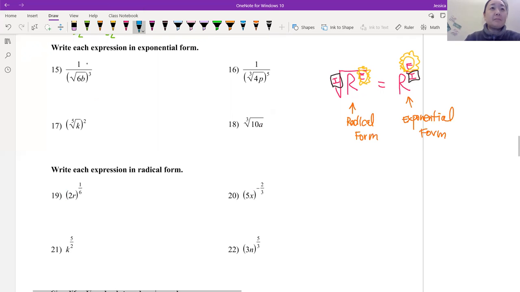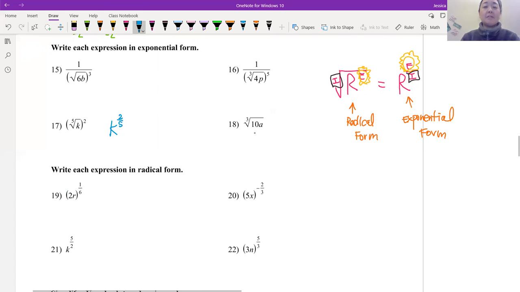All right. We're not going to take a look at 15 and 16 just yet. We'll start off with 17. If you take a look at 17, we've got our R, so that's anything that's inside the radical, which is just K. And our exponent is 2 over 5, right? Because 5 is the root. There you go, just like that. That's all you need to do.